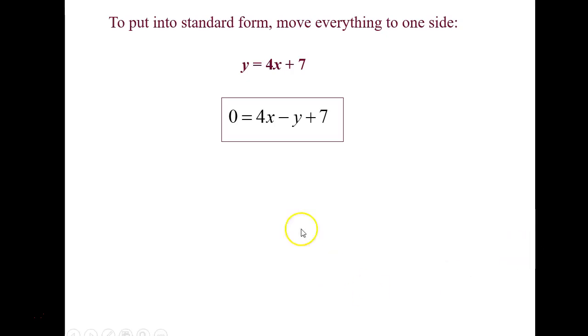And then last, they wanted standard form. They want all three, so we'll do standard form. For standard form, the x and the y have to be on the same side. We could subtract the 4x and the 7 to the left side, but we could also just subtract the y to the right side, and that would be in standard form. Notice there's no fractions, and notice the coefficient on the x is a positive 4, which is what we need for standard form.